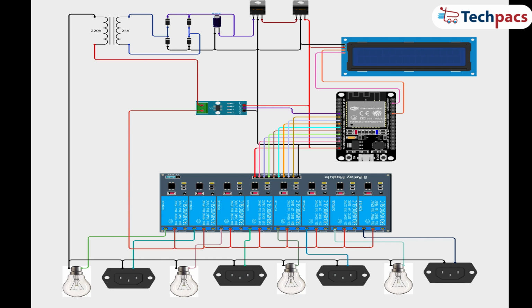sockets. The relays act as switches for the electrical devices. The common COM terminal of each relay is connected to the live wire from the power supply, while the normally open NO terminal is connected to the respective bulb or socket.